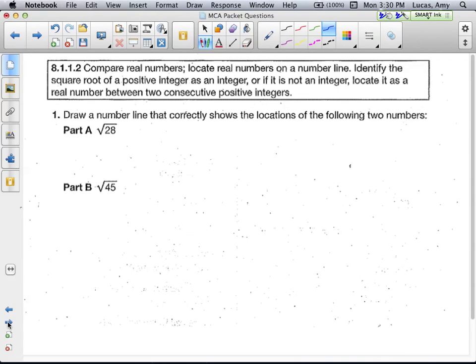Our next benchmark, 8.1.1.2. Compare real numbers. Locate real numbers on a number line. Identify the square root of a positive integer as an integer. Or if it is not an integer, locate it as a real number between two consecutive positive integers. Draw a number line that correctly shows the location of the following two numbers.